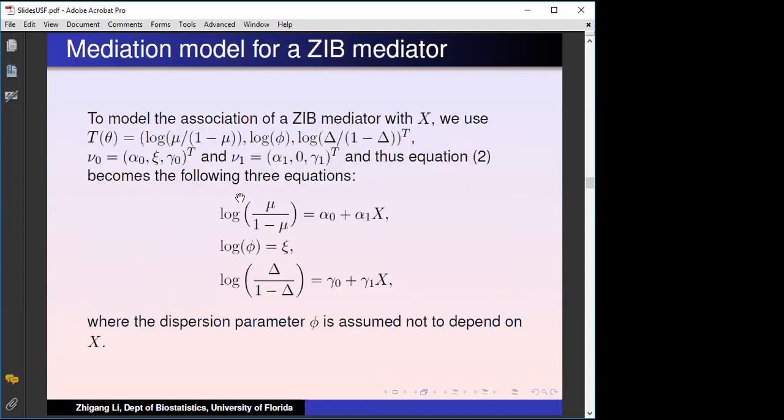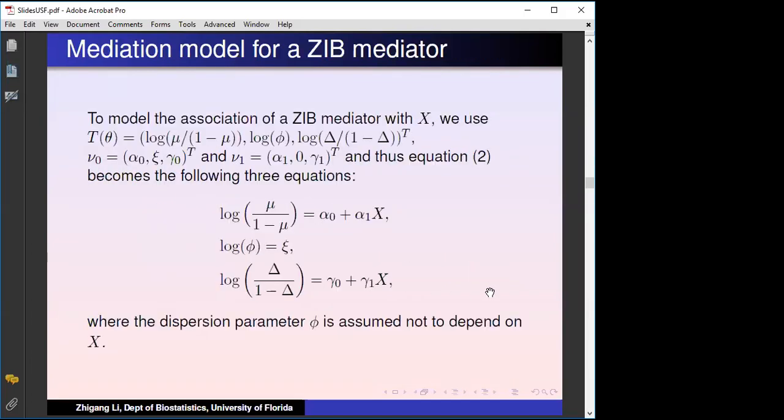Now, for example, if the mediator follows a zero-inflated beta distribution for microbiome data, then we can use this T theta transformation, and then this new zero, new one. So equation 2 here becomes these three equations. The first equation models the association between the mean of the relative abundance and the independent variable. This models the point mass, the probability of being zero, and the association between that probability and the independent variable.